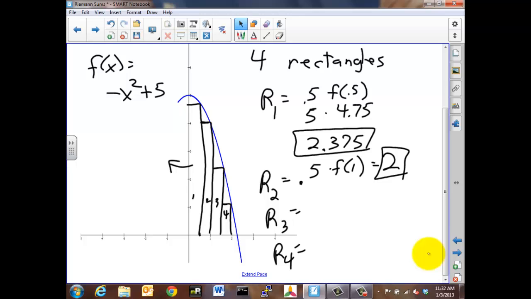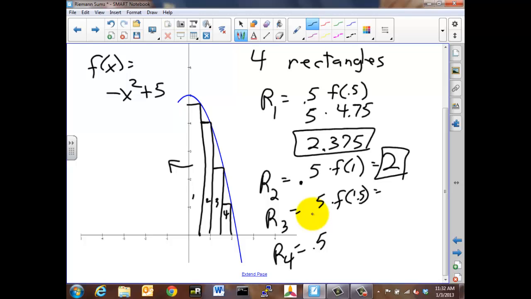Okay, so you were going to find these two for me. So somebody tell me, what did you find for R3? It's 0.5, I know that. And the function value at what? 1.5. And that gave us a final answer of what for that one? 1.375 after you did the 0.5 multiplication. Okay. Everybody agree with that? All right. And then the last one is 0.5 times the function value at 2. So that's 0.5, is that right? Okay. So there are our four numbers.